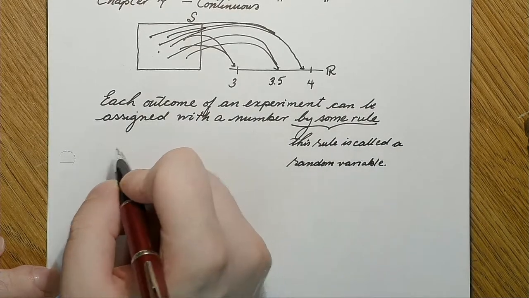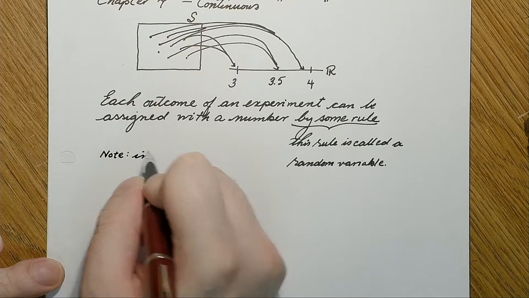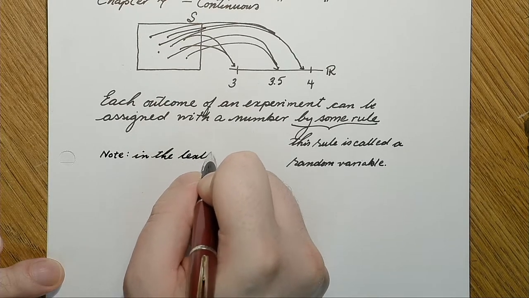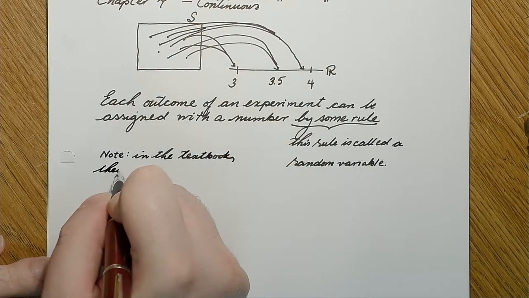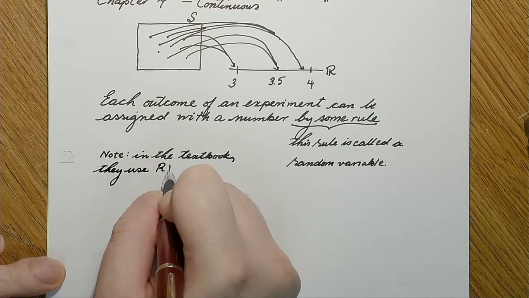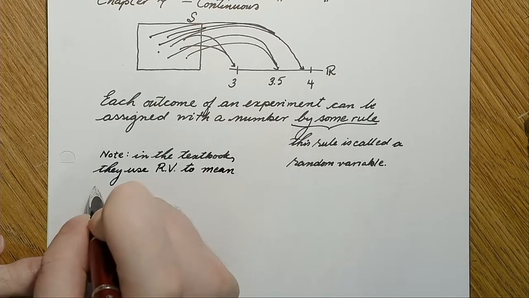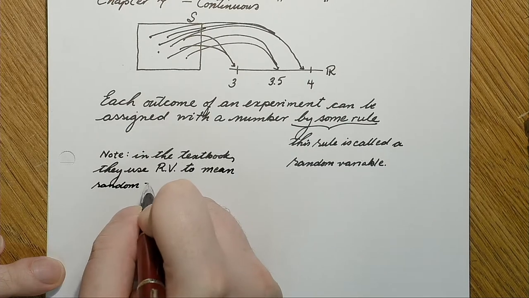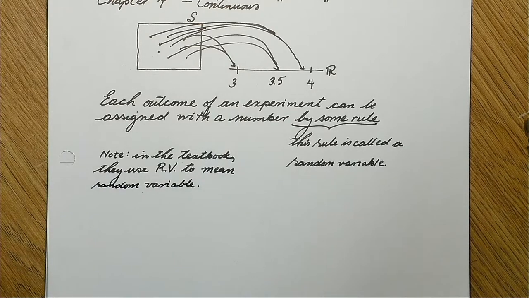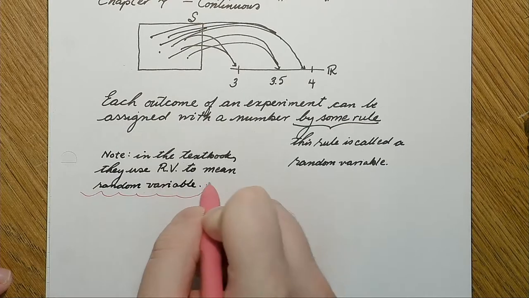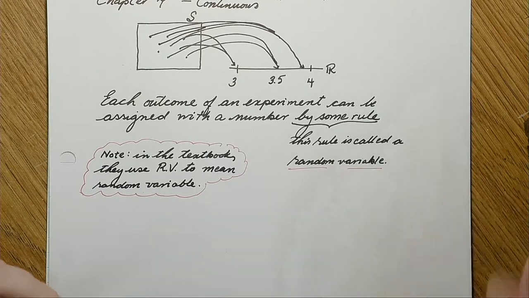Now, just as a little note, in the textbook, they use the abbreviation RV to mean random variable. So that's something just to keep in the back of your mind when you're reading the textbook. So, random variable.